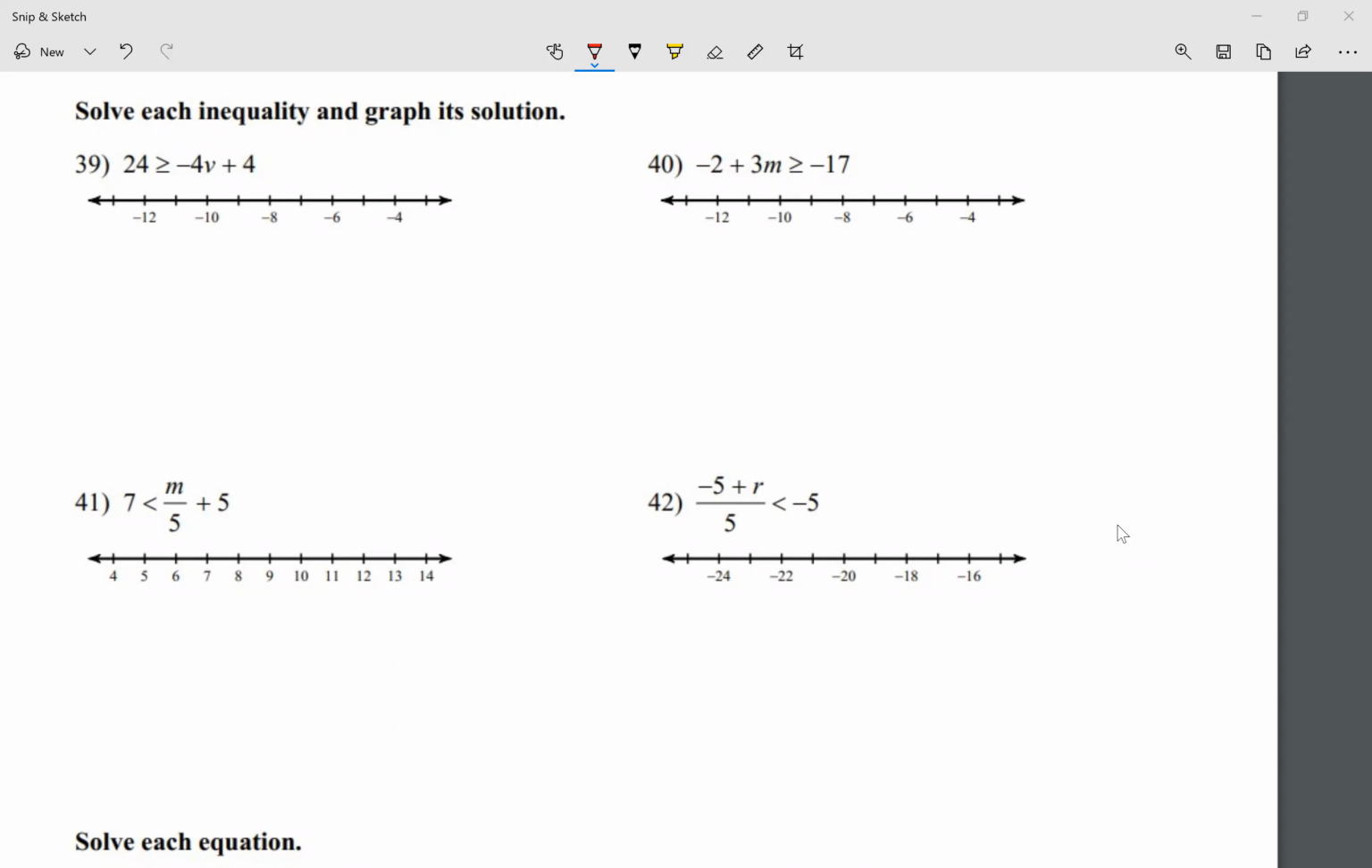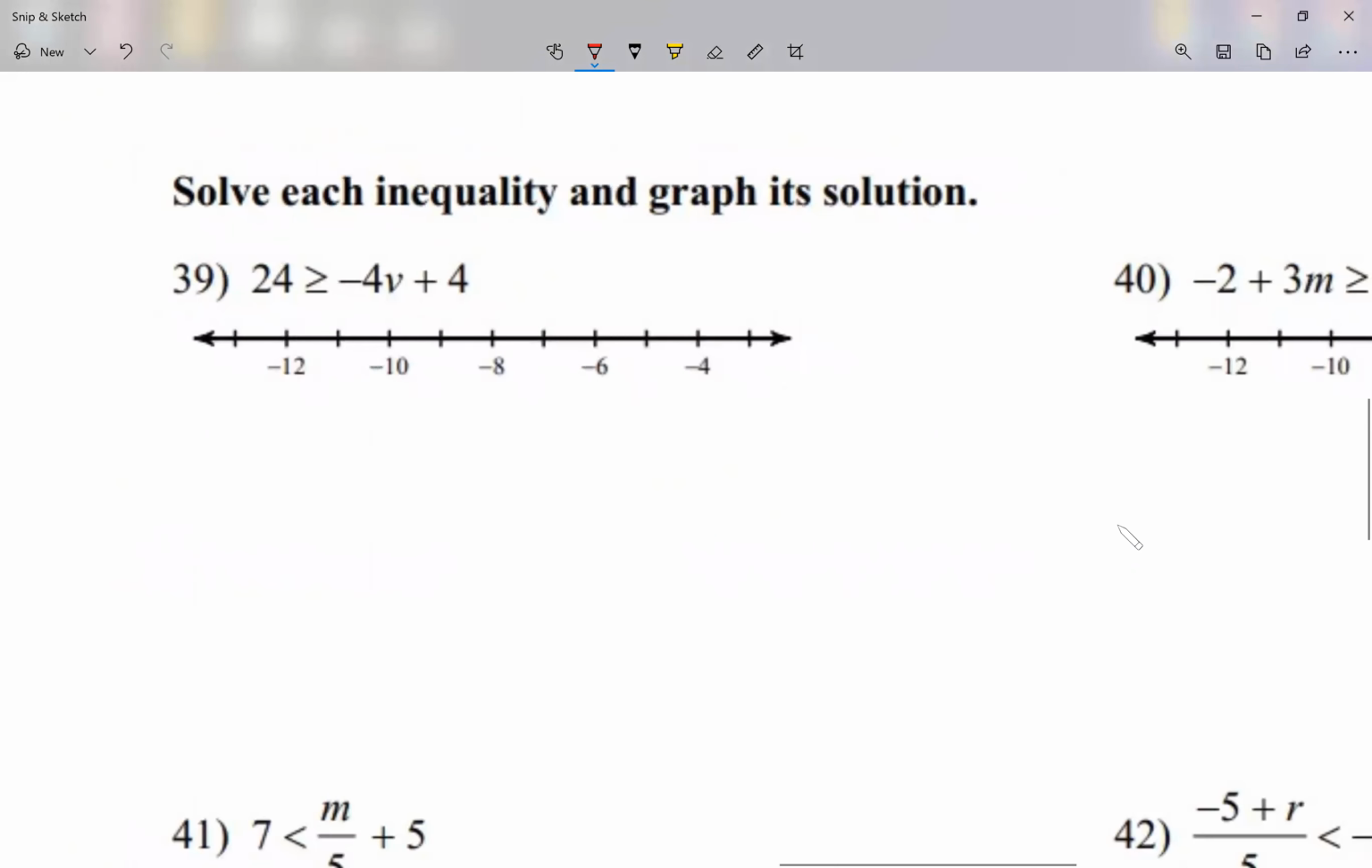Okay, so to begin with, let's take a look at number 39. In my notes, I'm asking you to solve each inequality and graph its solution. For your homework, some of your questions, I'm just going to ask you to solve it. Some other questions, I'm going to ask you to just graph it. Now, again, on my notes, I'm going to do both, so that way I'm going to do how to solve and how to graph. For either way, I have to solve it first, though.